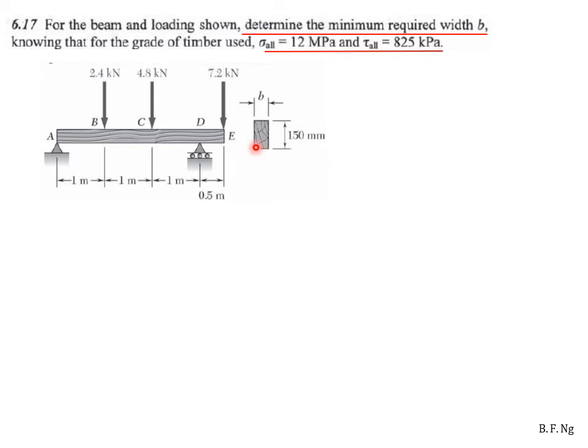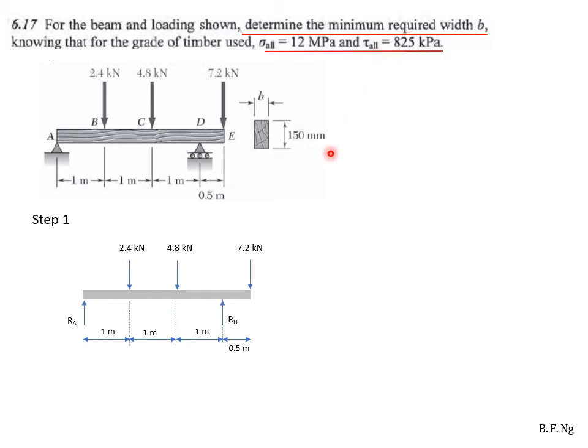In this next question, we have a beam over here and we are told to find the width B subject to the allowable normal stress as well as the allowable shear stress. We will first need to plot the shear and bending moment curves. In step 1, we draw the free body diagram. We have the reaction forces at A and the reaction forces at D.